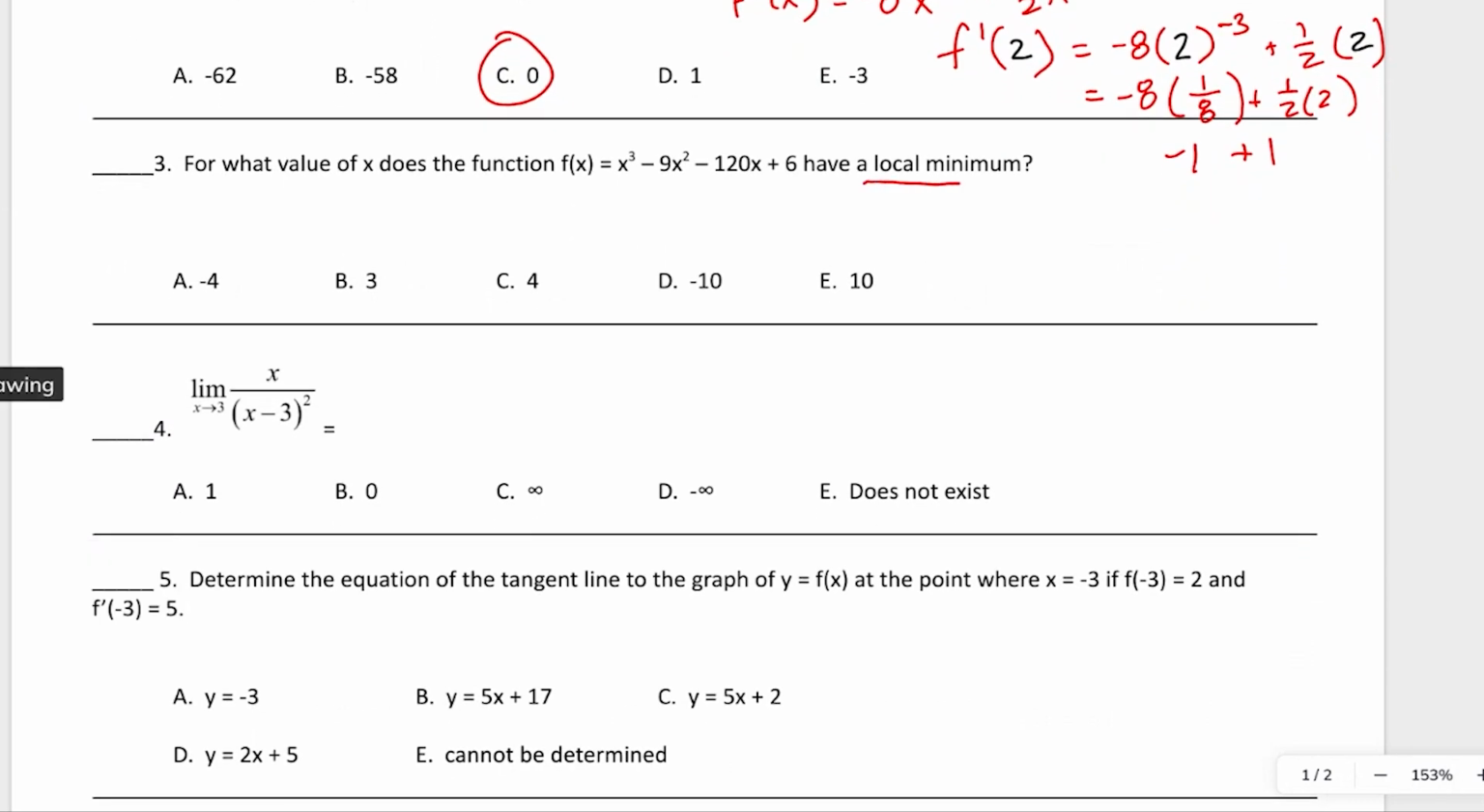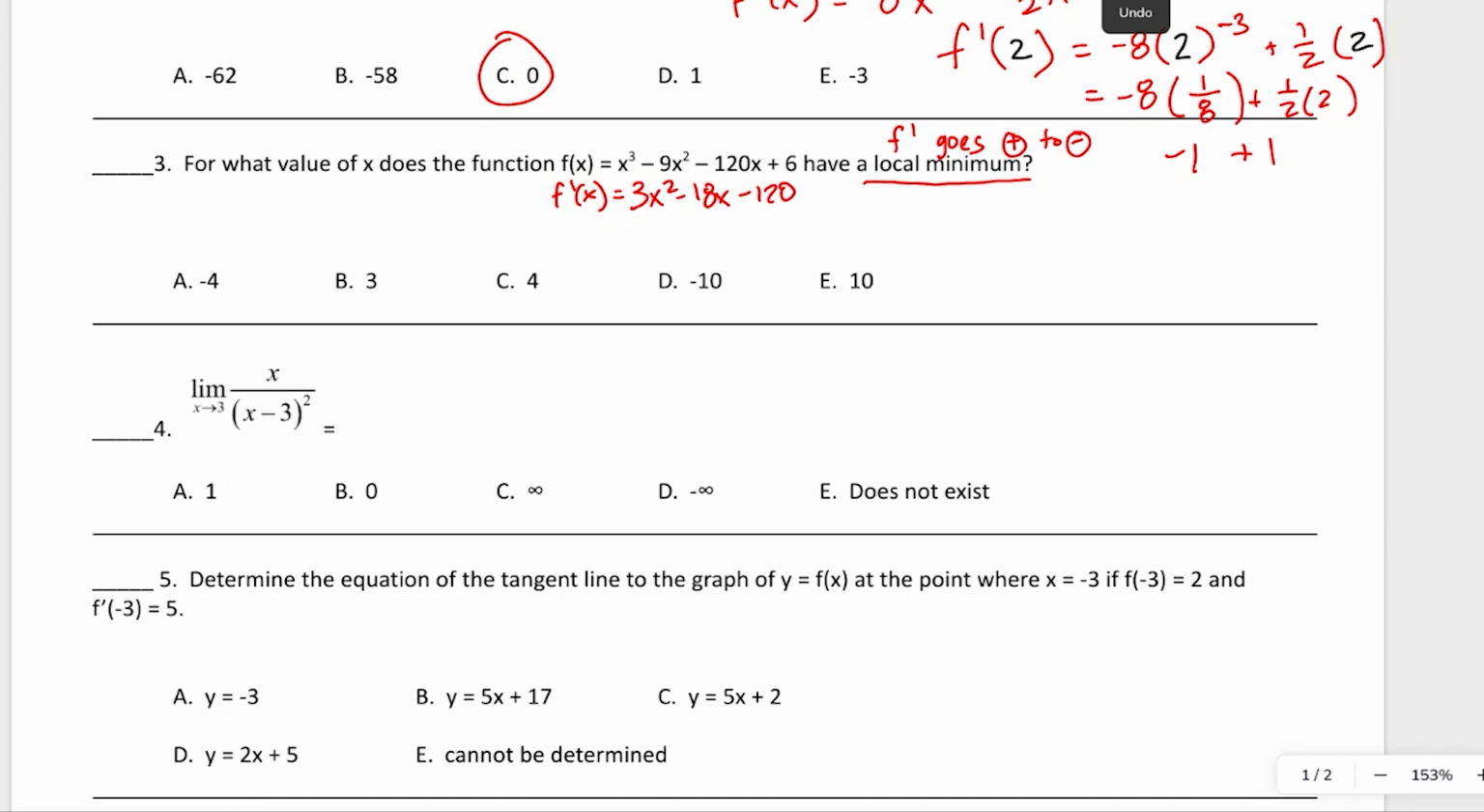Number 3 says, for what value of x does the function have a local minimum? So in order for there to be a local minimum, f prime needs to go from being positive to negative. So we're going to have a sign change on f prime. So we need to figure out what f prime is. F prime is going to be 3x squared minus 18x minus 120. Ugh, and that looks pretty ugly.